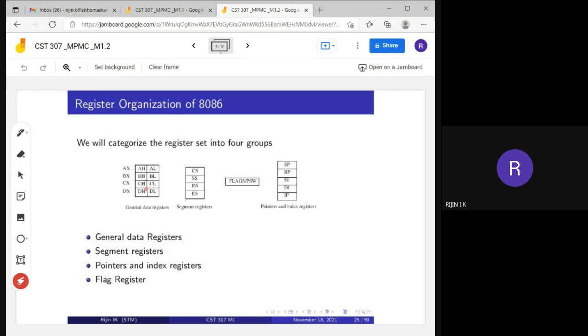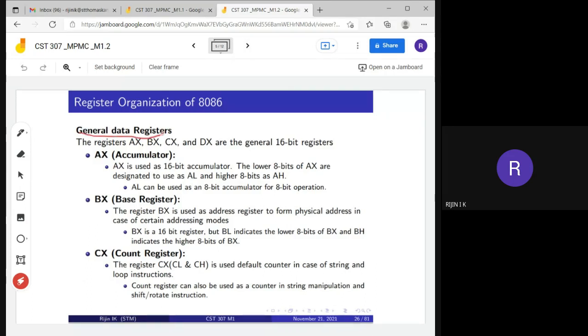That is, one is general data registers: AX, BX, CX, and DX. Then segment registers: CS, SS, DS, and ES. CS means code segment, SS means stack segment, DS means data segment, and ES means extra segment. Then flag registers, and the last one is pointers and index registers. We can see each register in detail. First one is general data registers.